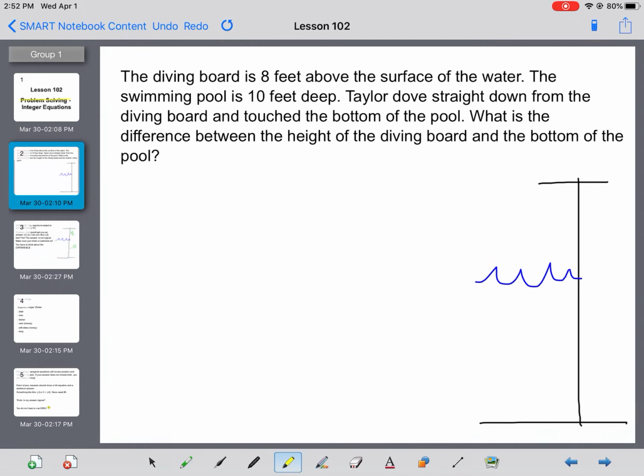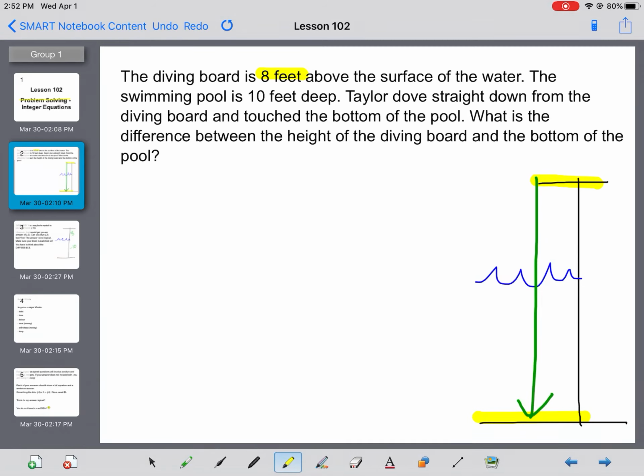I retyped it for you and I've drawn a little picture to help us understand what's going on. The question says, the diving board is 8 feet above the surface of the water. Here in my picture, there's the diving board, 8 feet above the surface of the water. The swimming pool is 10 feet deep. So you'll see here I've drawn some water for you. Here's the bottom of the pool. Taylor, so somebody named Taylor, dove straight down from the diving board and touched the bottom of the pool. What is the difference between the height of the diving board and the bottom of the pool?